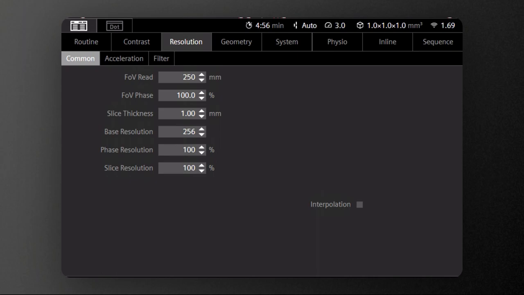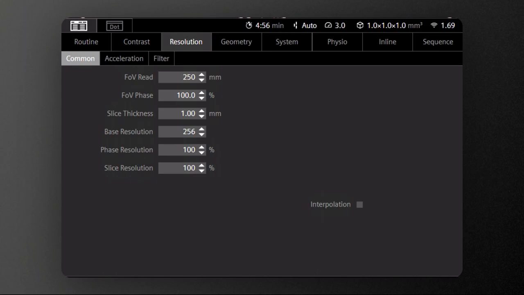So the calculation is made by taking the field of view, so the FOV, and dividing it by the base and the phase resolution values. So in this example, we need to divide 250, namely the value of the FOV, by 256, which corresponds to both the base and the phase resolution. Bear in mind that, differently from other MR vendors, for Siemens scanners, this last value is expressed in percentage, as we can see here. The result from this calculation is a pixel with a matrix of 1 mm by 1 mm.